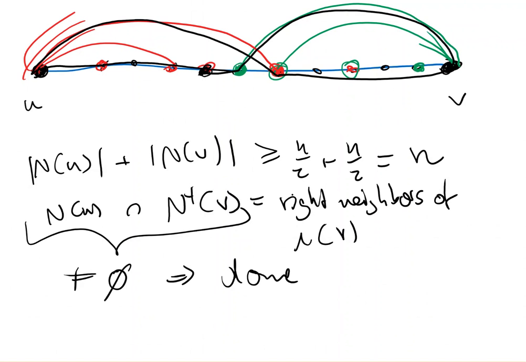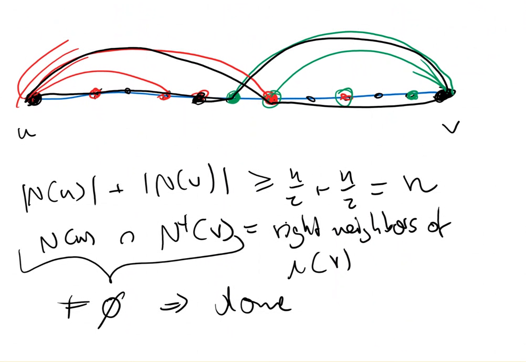So why is the set not empty? Well, of course, the set of the right neighbors has the same size as the set of the neighbors, the green vertices, right? So again, the same argument works. So we have n of these. The only way that the neighbors of u and the right neighbors of v do not intersect is if every vertex in my graph is in one of these two sets.